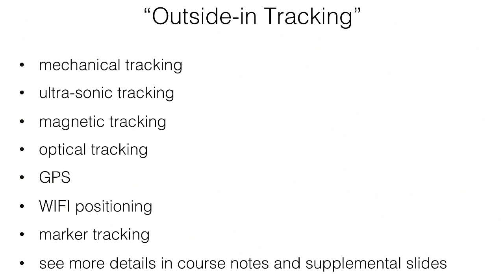So if you have a link to your headset and you want to track it, there's mechanical tracking, ultrasonic tracking, magnetic tracking, and optical tracking. You could use GPS, Wi-Fi, or marker-based tracking. So there's a ton of different technologies for doing outside-in tracking. When I started working on VR in the early 2000s, we worked with magnetic trackers a lot, like Bohemia's Fast Track and things like that.